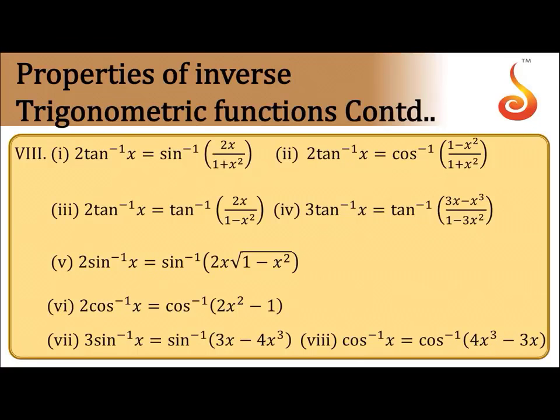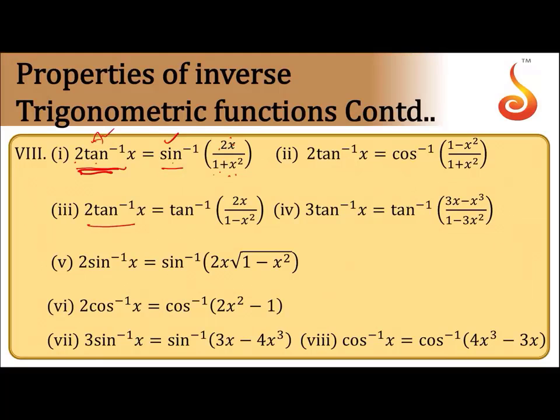And the multiple and submultiple angles. Let's consider the multiple angles over here. We know sine 2A in terms of tan can be written as 2 tan A by 1 plus tan square A. Remember that formula like this? So 2 tan inverse x can be written as sine inverse 2x by 1 plus x square.